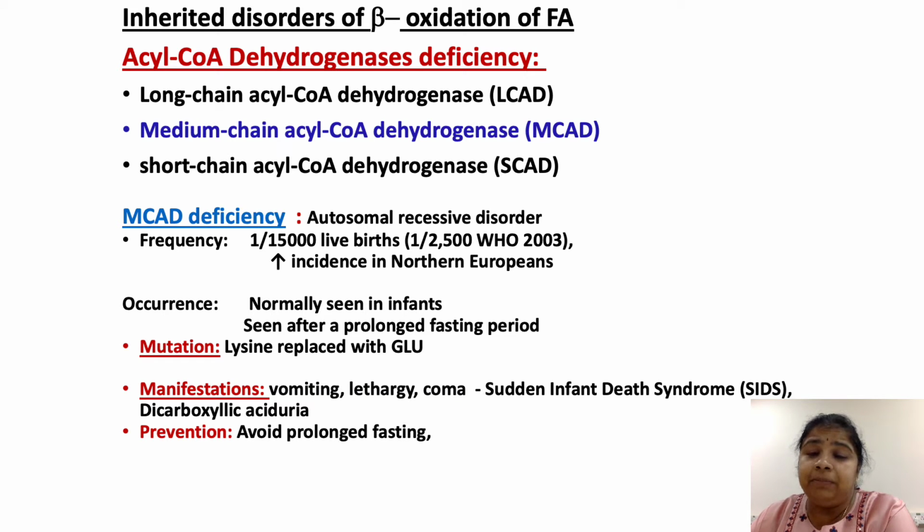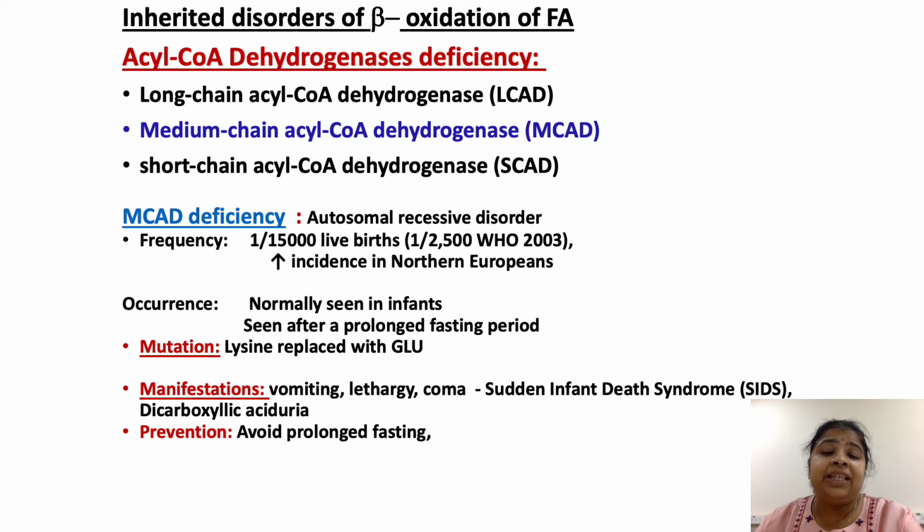So usually manifestation will happen after a prolonged fasting period, because initially the body will depend upon glycogen stores for its energy purposes. When fasting is prolonged beyond that, or glycogen stores are depleted, that is when we turn towards beta oxidation. So symptoms will be seen after a prolonged fasting period. The mutation here is in the enzyme, where lysine is replaced with glutamate.